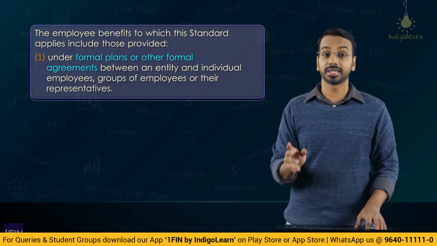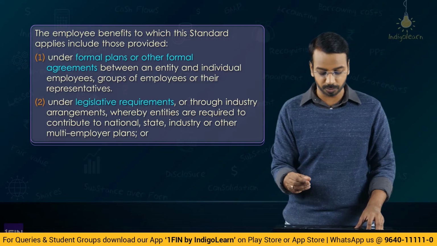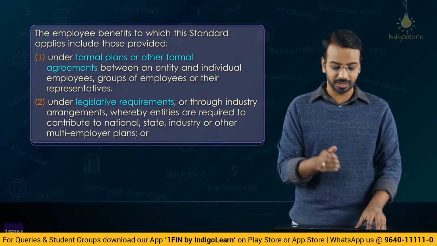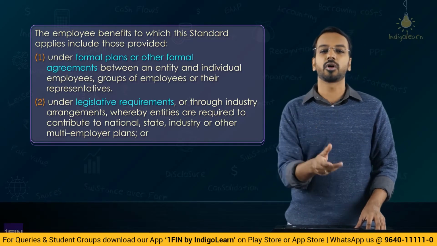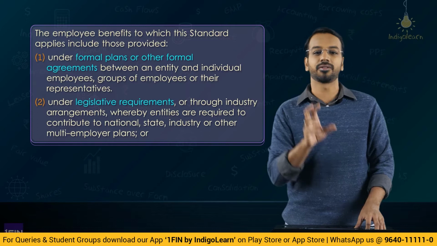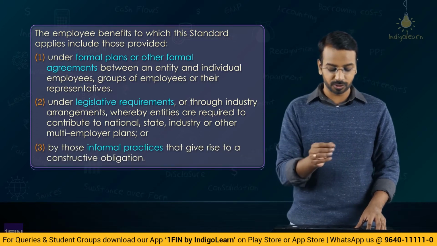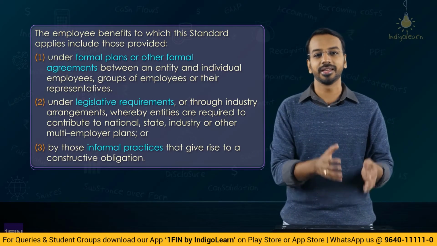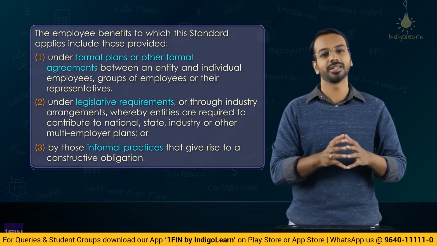The second category is under legislative requirements or through industry arrangements whereby entities are required to contribute to some national, state, industry or other multi-employer plans. So, basically the example that I gave you, a provident fund contribution, right, that is covered under this category, and by the informal practices that give rise to the constructive obligation, that is the third category. So, all of these three categories are covered as employee benefits in Ind AS 19.